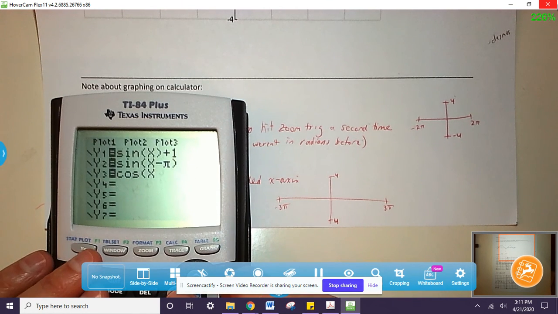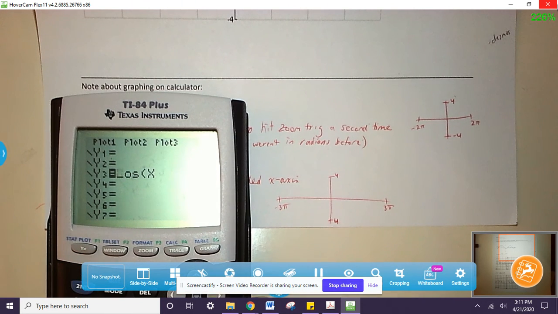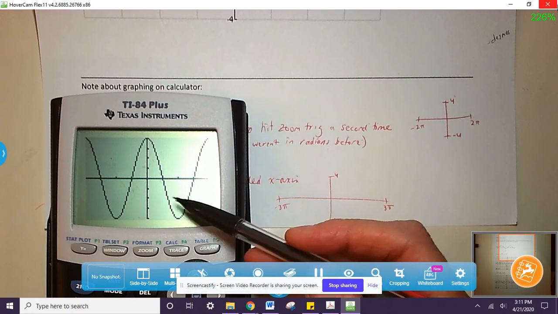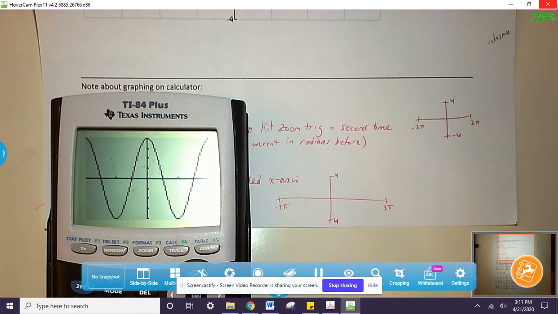Let me go back in. I'm going to get rid of these. Okay. Let's graph 4 cosine. Do a vertical stretch of cosine. So you can still graph all your transformations on here. And we'll be using this sometimes in the next few weeks.